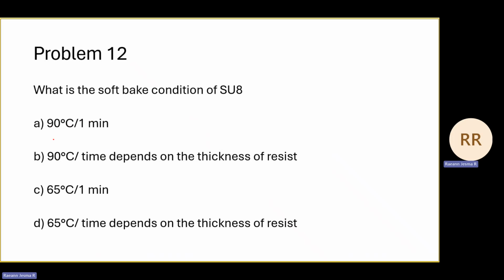Option B is 90 degrees centigrade per time, depends on the thickness of the resist. Option C is 65 degrees centigrade per 1 minute. Option D is 65 degrees centigrade per time, that will depend on the thickness of the resist. So which is the correct answer? So here what we are asking is soft bake condition for SU 8.